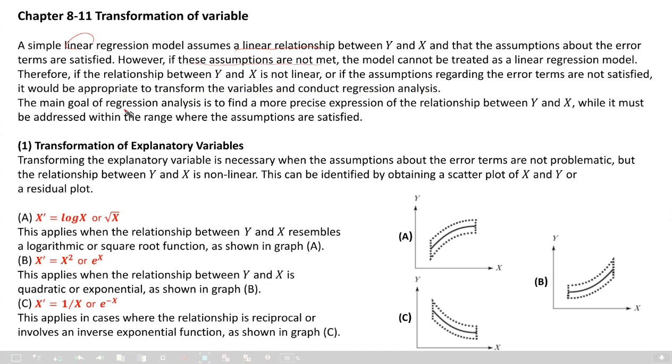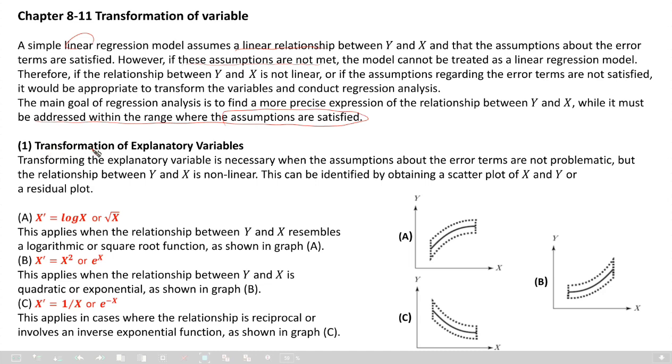The main goal of regression analysis is to find a more precise, accurate expression of the relationship between y and x, while it must be addressed within the range where the assumptions are satisfied. This is important, okay? Assumptions must be satisfied. If not satisfied, you cannot use the result of regression analysis.